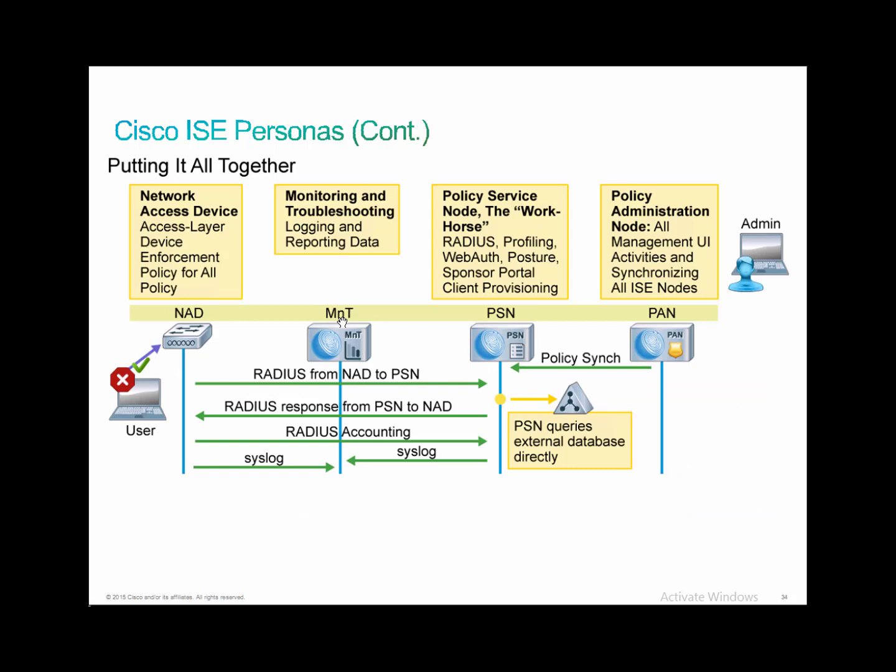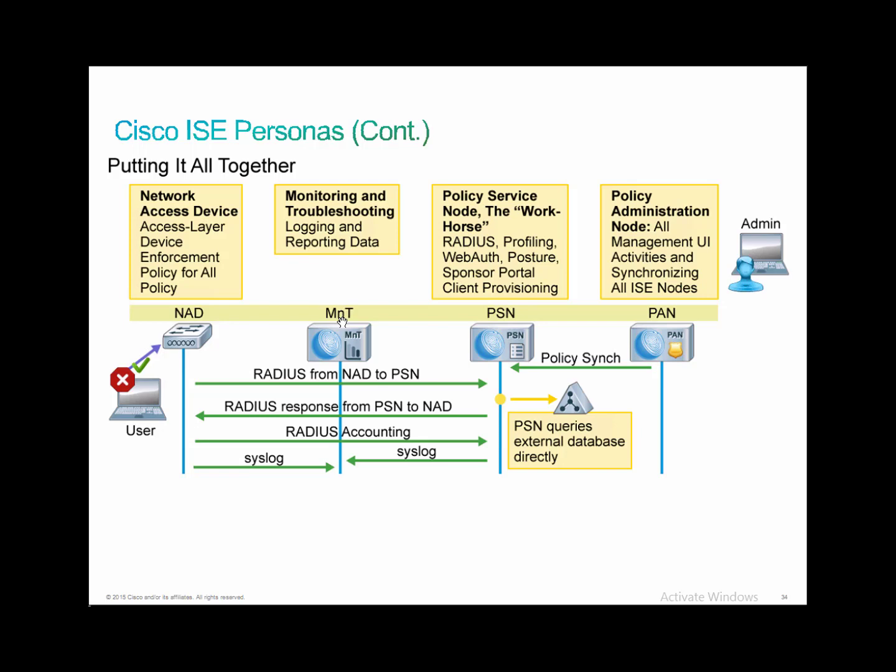How do all these personas work together? Well, first, as an administrator, you're going to log into the PAN, where you will configure Cisco ISE with the deployment infrastructure and all of your deployment policies. Once the policies are completed, those policies then get synchronized to the PSNs in the distributed environment, and they get audited to the MNT.